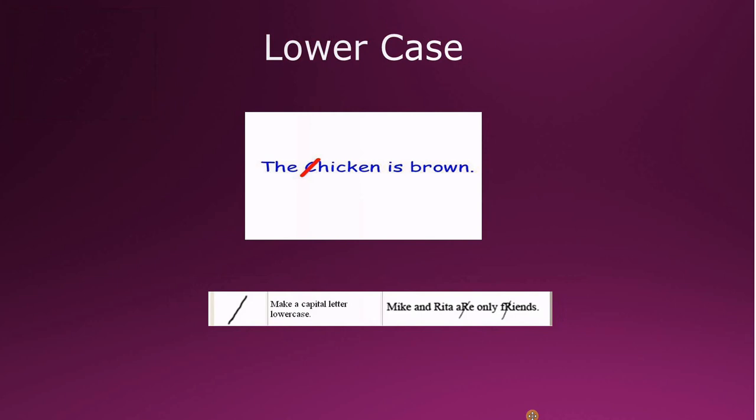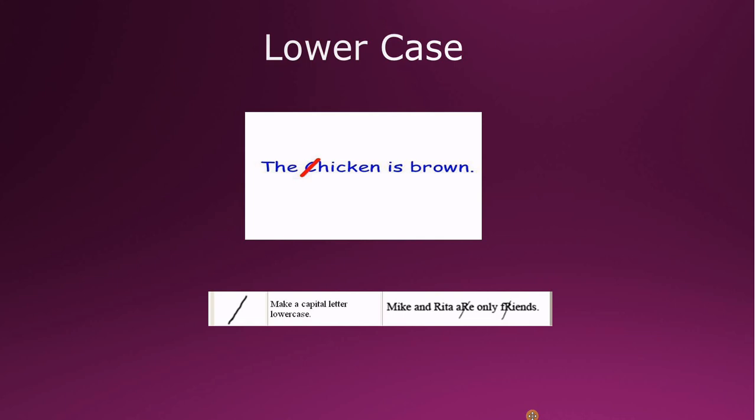Lowercase. The chicken is brown. Chicken is not a proper noun, so chicken is not supposed to be capitalized. The C needs to be lowercase. So in order to make a capital letter lowercase, you have a backslash, and that's what it looks like.